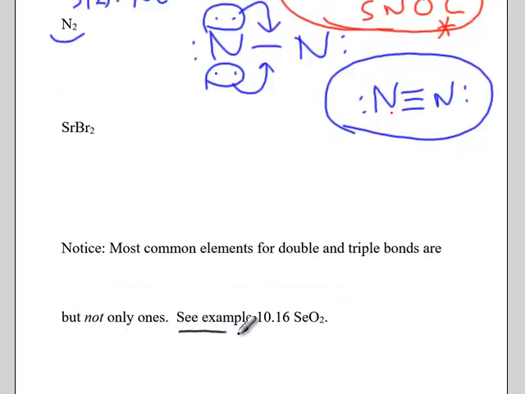That example that I was talking about with selenium is in your textbook, example 10.16. So most common are SNOC, but that's not the only ones.